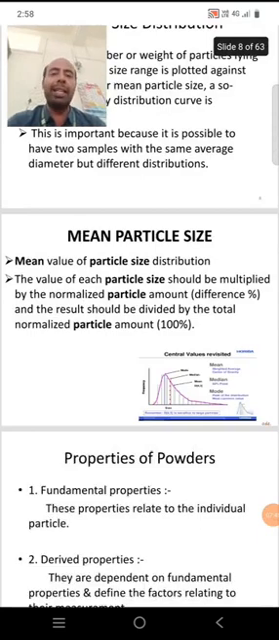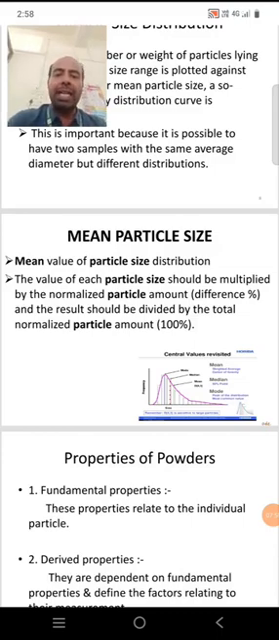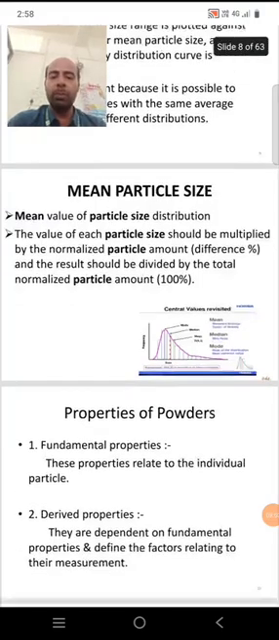The mean particle size is an important thing. The mean value of particle size distribution is found as follows: the value of each particle size should be multiplied by the normalized particle amount, and the result should be divided by the total normalized particle amount.